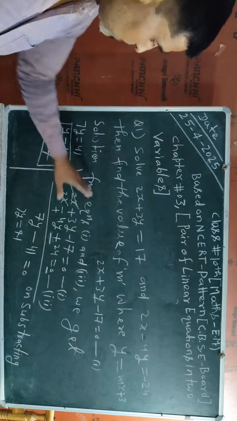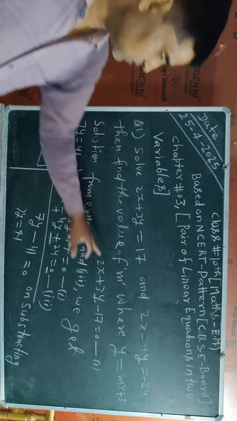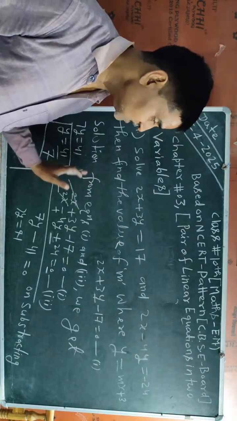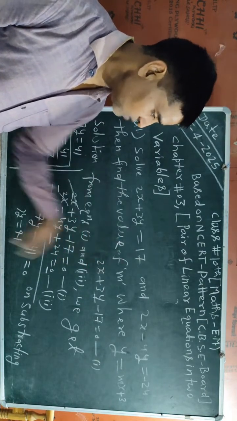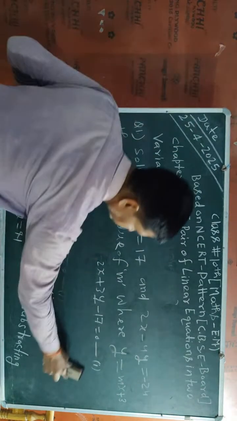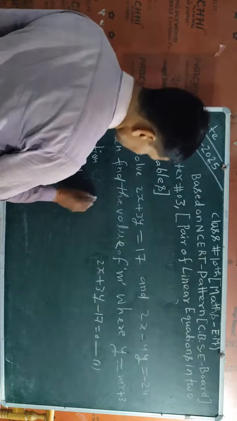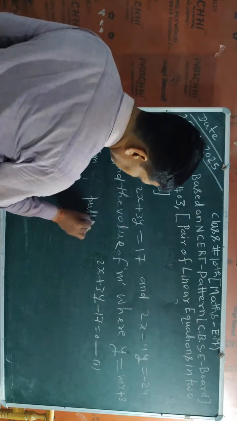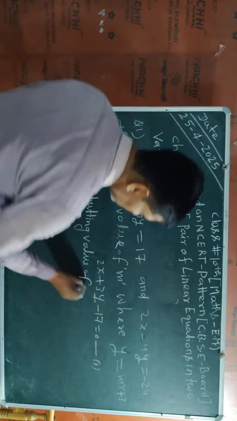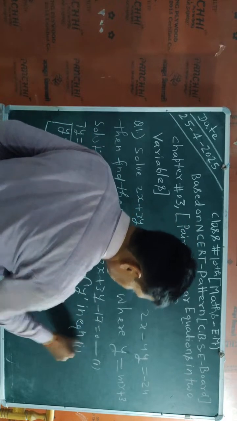Okay student, now I am going to erase this one, and I will write one statement: putting the value of y in equation first, and then we will get the value of x. So this instruction I will write here properly, and then I will evaluate its value. Here I will say, putting the value of y in equation first we get.